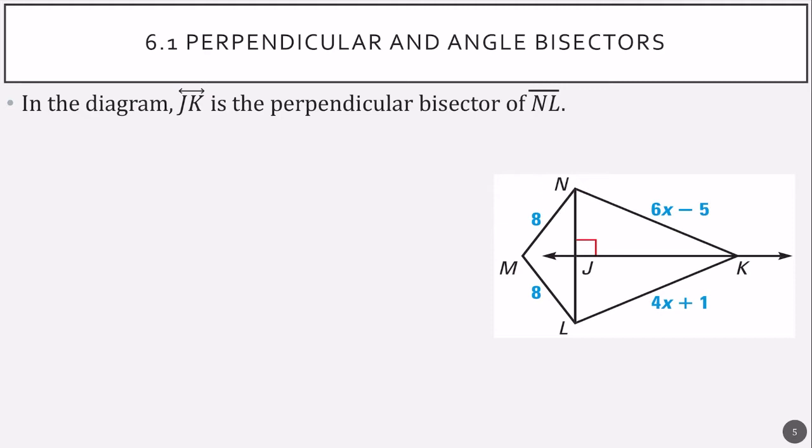Let's try an example. In this diagram, line JK is the perpendicular bisector of segment NL. Find NK. So we want the length of NK. Since JK is the perpendicular bisector, that means point K is on the perpendicular bisector. If it's on the perpendicular bisector, that means that it's equidistant from the two ends of the segment. So that means NK equals KL. Well, NK is 6x minus 5. KL is 4x plus 1.